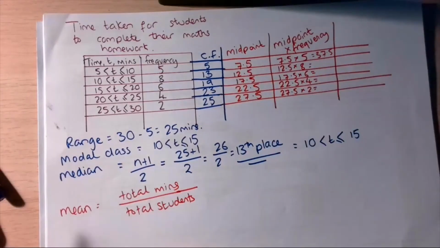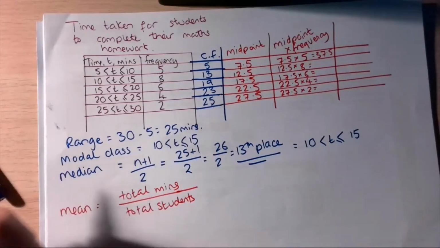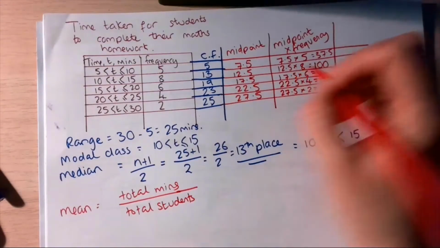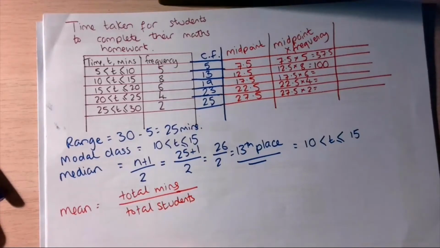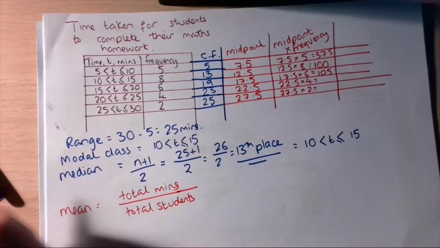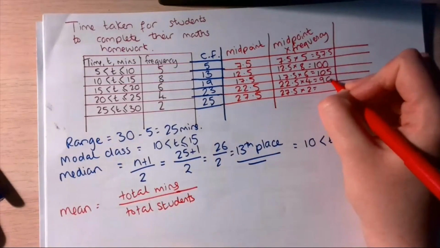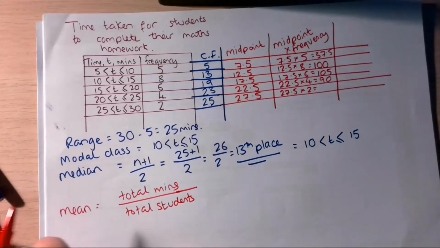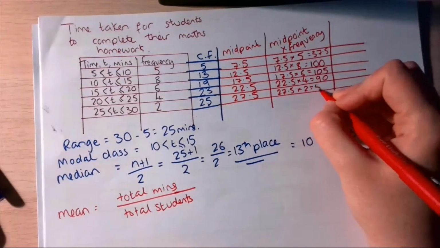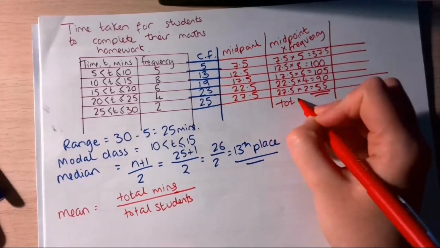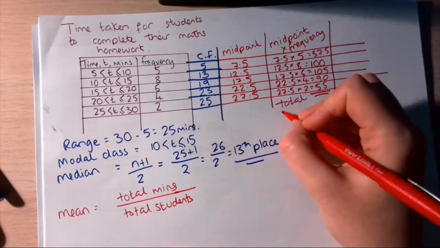And let's pop them on a calculator, so we get 12.5 times 8, which is, oh, of course it's 100, because 12.5 times 2 is 25, and you times that by 4. 17.5 times 6, 105. 22.5 times 4, 90. And 27.5 times 2, 55. And then we're just going to work out the total of those. So that's going to be our total number of minutes.